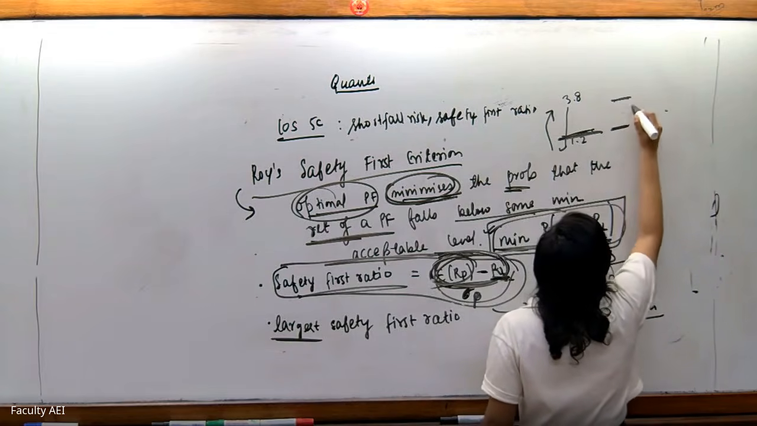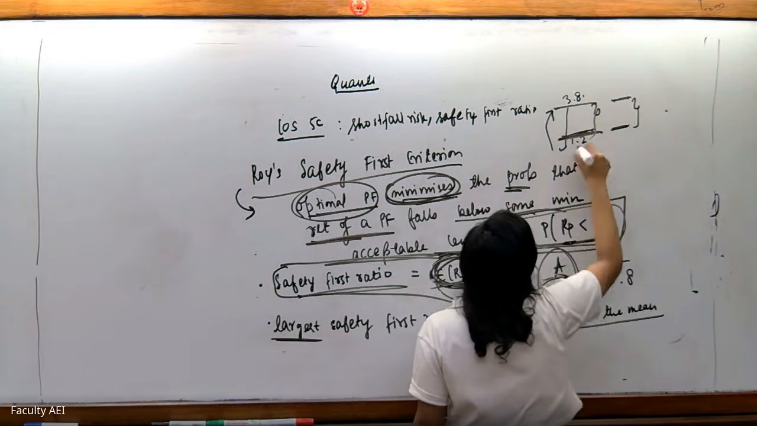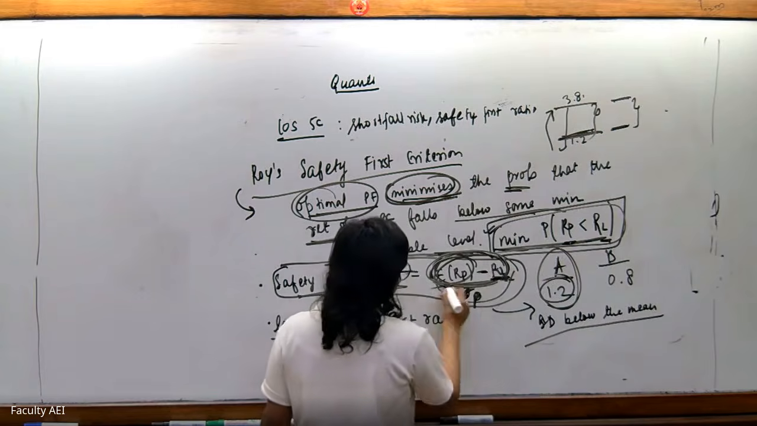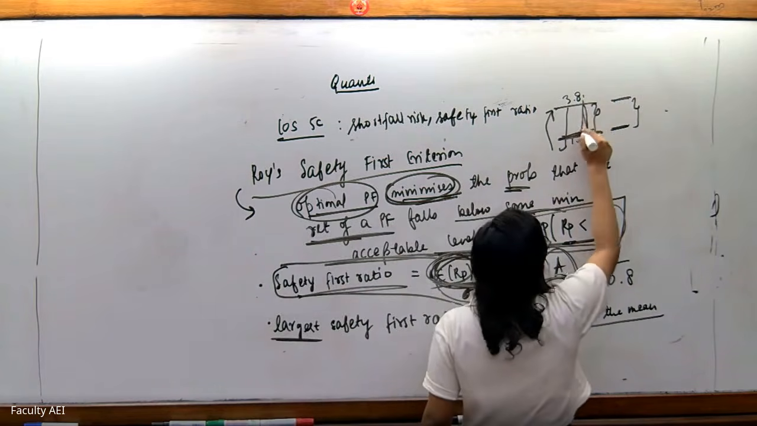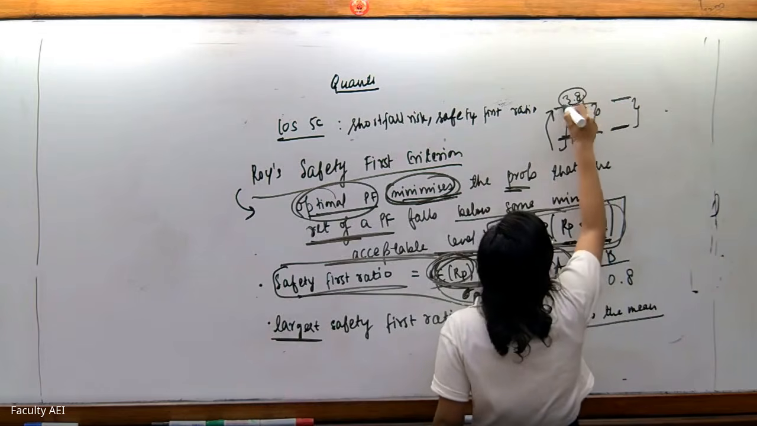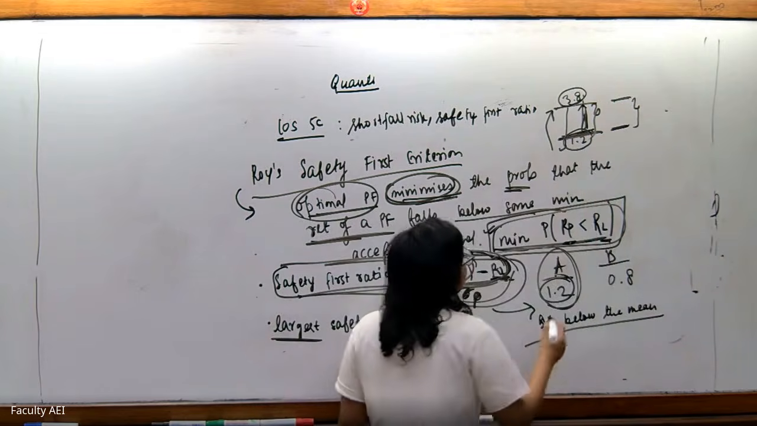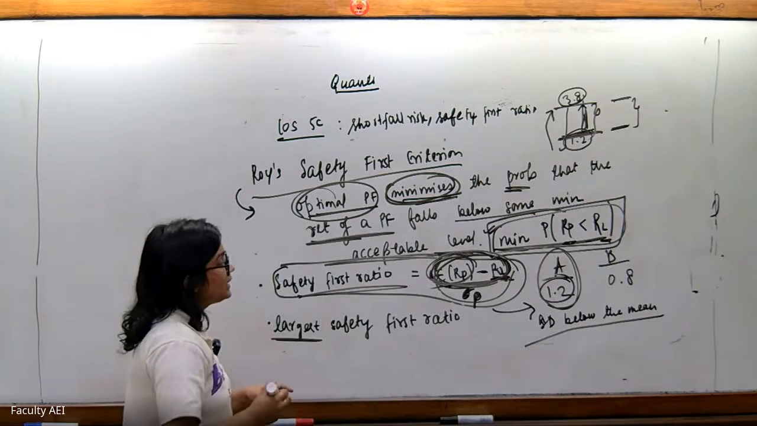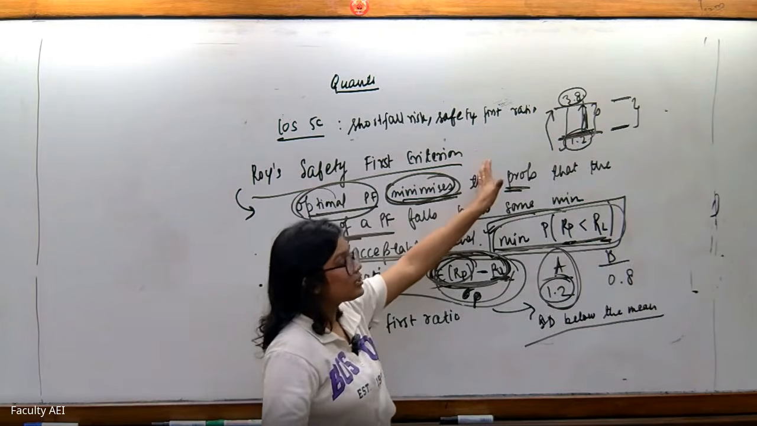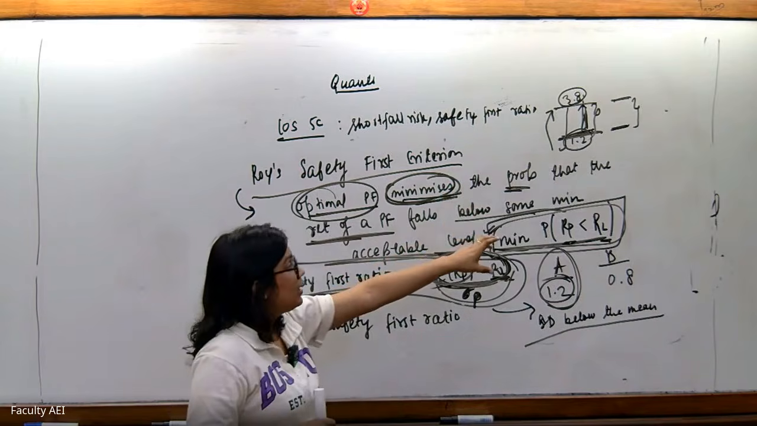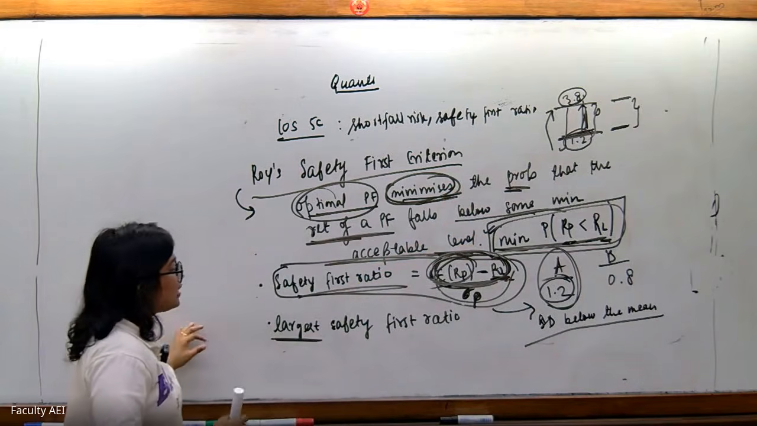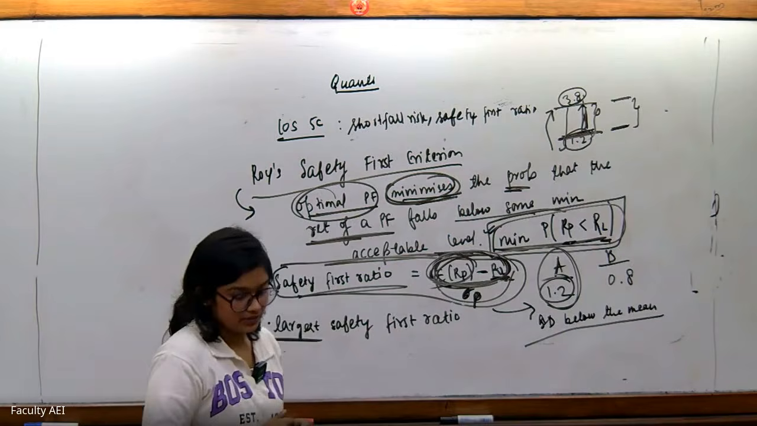The numerator of the safety first ratio calculates the difference between the expected value of the portfolio and the minimum acceptable level. And the greater your expected value is from your minimum acceptable level, the lesser are the chances that you are going to hit the acceptable level.